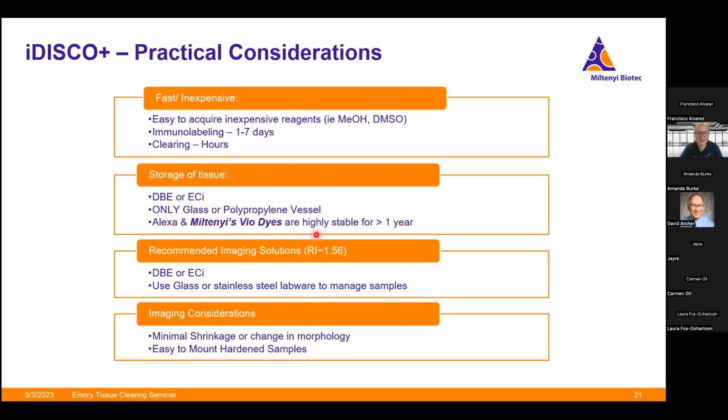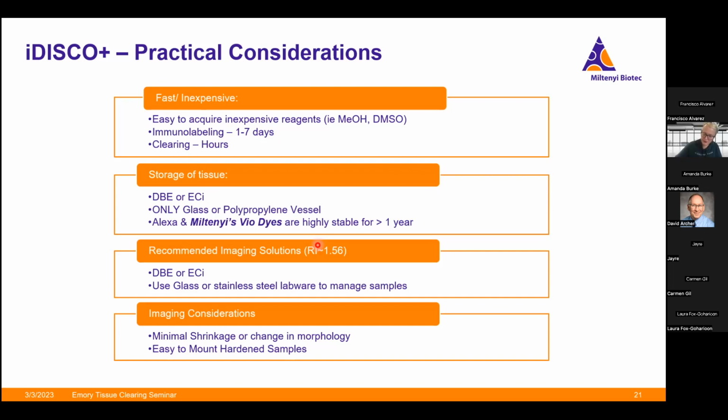And then if you go with the Alexa dyes for your secondary, or if you can find one that's directly conjugated, and Miltenyi Vio dyes are very similar. These are highly stable for over a year. So you can go back and re-image those samples.